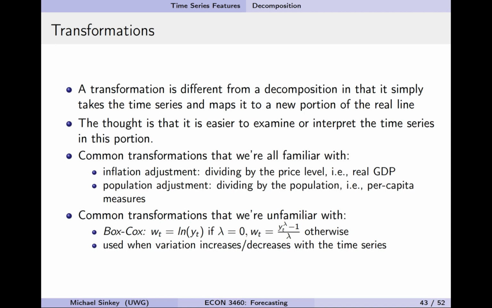Okay, and so these are some common transformations that we're very familiar with, but I want to just point out some transformations that we may be unfamiliar with, and one is what's called a Box-Cox transformation. W is our transformed time series, and I take the natural log of the time series. So we're doing something very similar to what we did with regression in that we're taking away the interpretation from being at the unit level to a percent level. And otherwise, I can apply a power function where I raise y to the power of lambda, subtract 1, and divide by lambda. So think of it as like a constant elasticity or something like that. And this is used when the variation of the time series increases or decreases as the time series elapses. So as the time series goes further into the future, variation gets a lot larger.